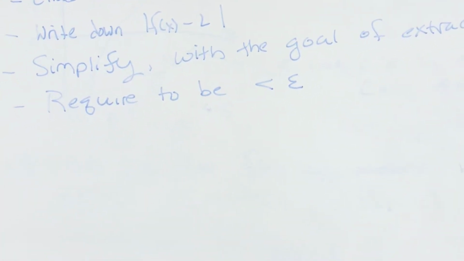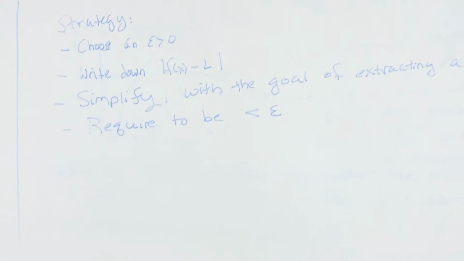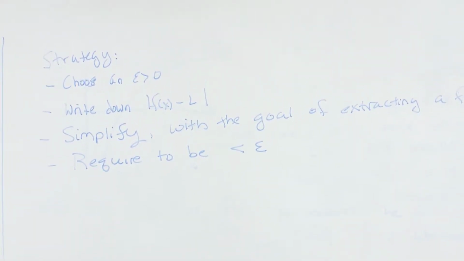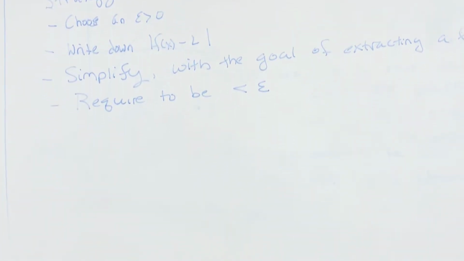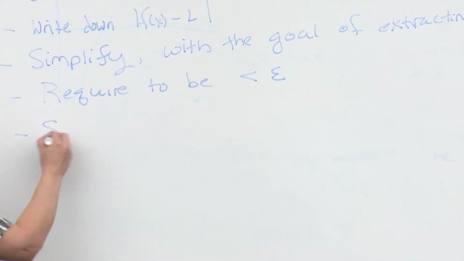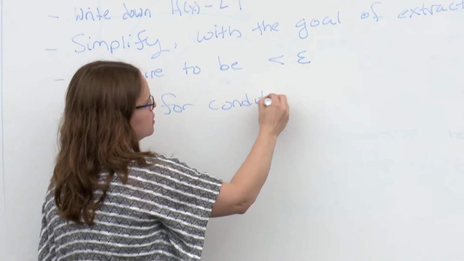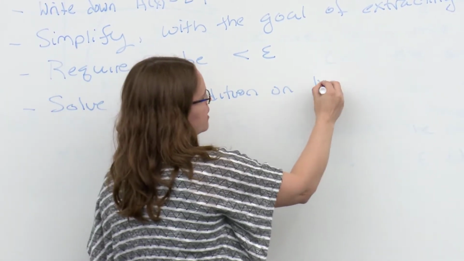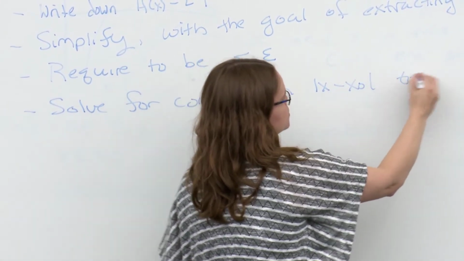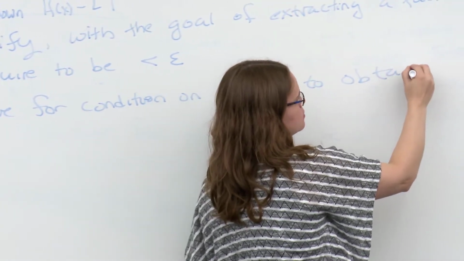That was this line, right? And that gave us a way of solving for our condition on x minus x naught, or our condition on delta. So we solve for a condition on x minus x naught to obtain our delta.